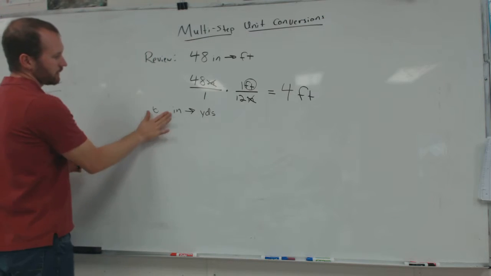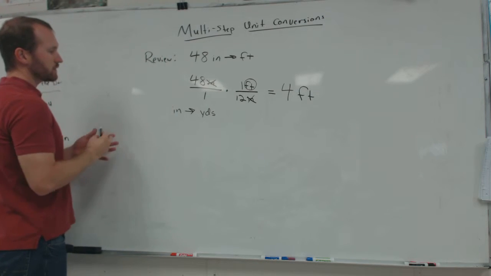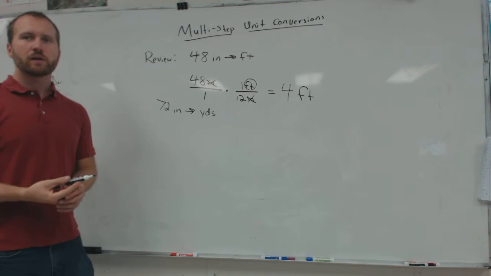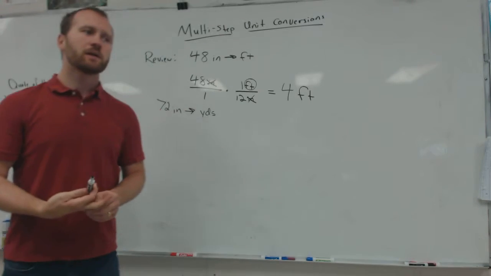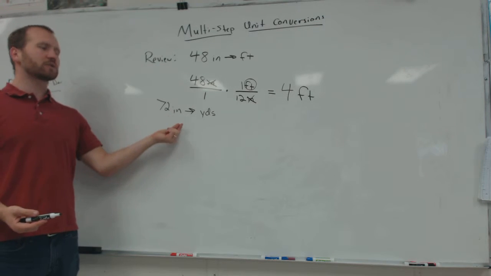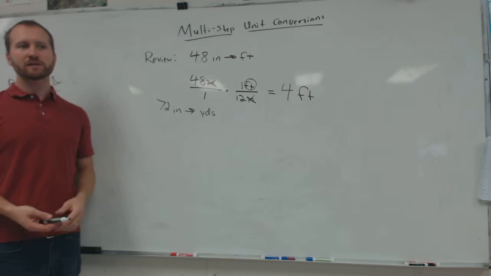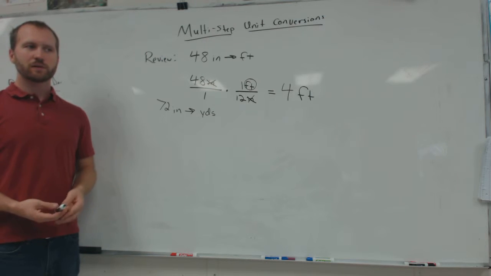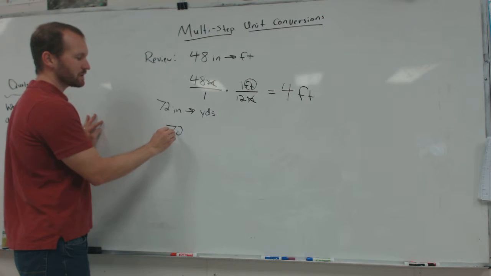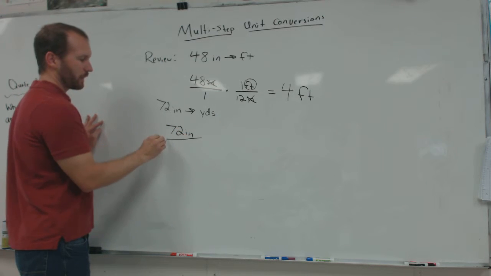60, actually, let's do one that's a little bit easier. Let's do 72 inches into yards. So that'll come out even. So 72 inches, convert that to yards. Well, I don't really know how many inches are in a yard. Or at least I'm pretending that I don't. So instead, even if I do, for the purposes of this, let's say you don't.